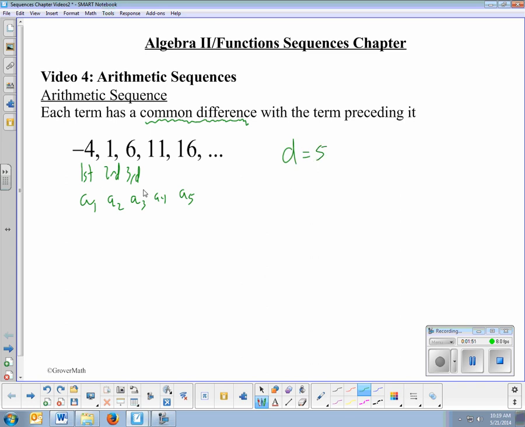We're positive 5. We add 5 to -4 to get to 1. We add 5 to get to 6. We add 5 to get to 11. We add 5 to go from 11 to 16. So we're adding 5 each time to get to the next term, and that's what that is.